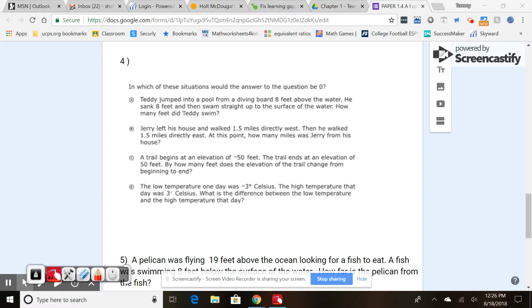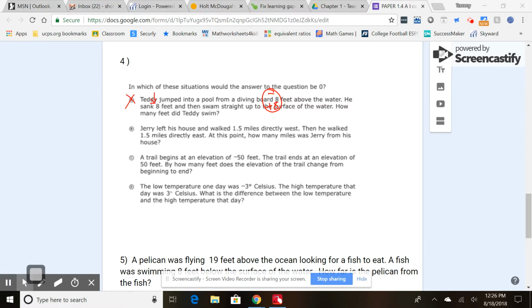A says that Teddy jumped into a pool from a diving board 8 feet above the water. He sank 8 feet and then swam straight up to the surface of the water. So if he jumped down, this would be -8. He sank, that would be -8. And he swam to the surface, so that would be +8. Well, these would be a zero pair, but I still have a -8 over here. So that is not going to create a zero pair.